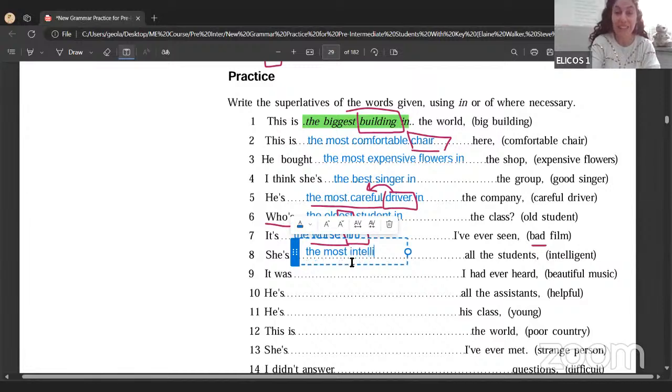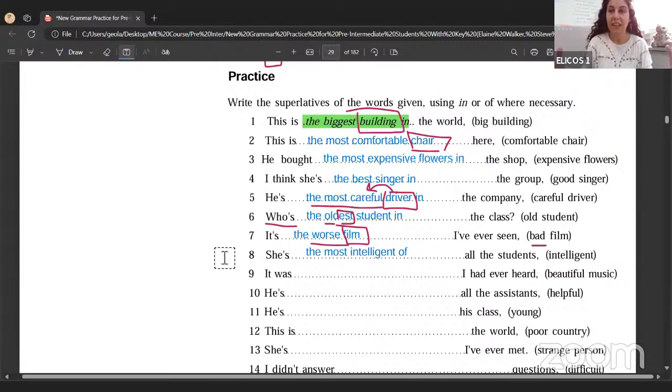She's the most intelligent of all the students. So you can see I'm talking about the subject, which is she. So maybe I'm talking about my friend or Maria, whichever person. So I'm saying that she is the most intelligent. Intelligent means the smartest. She's clever, she's smart, she's wise. So she's the most intelligent of all the students. So you can see I'm comparing one person to many, many students in the class.